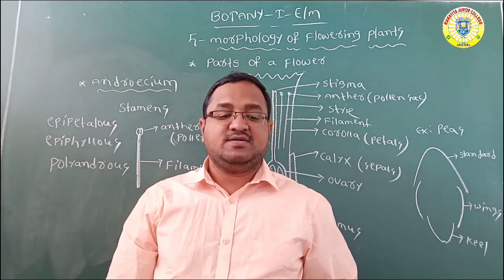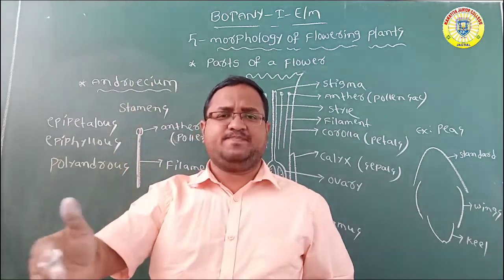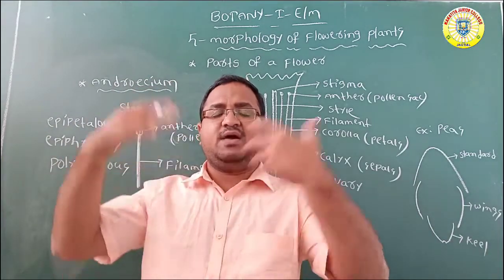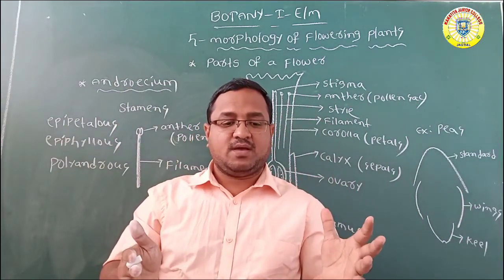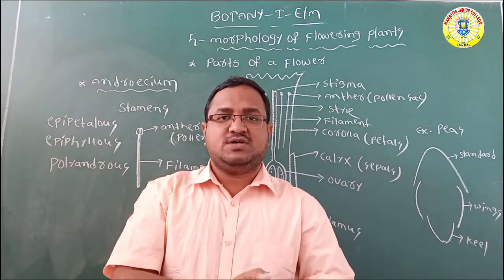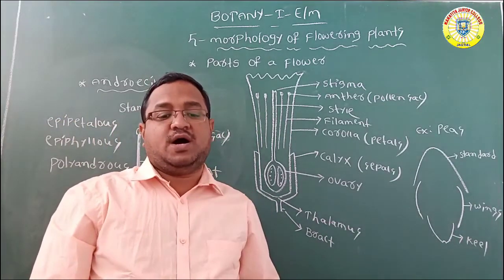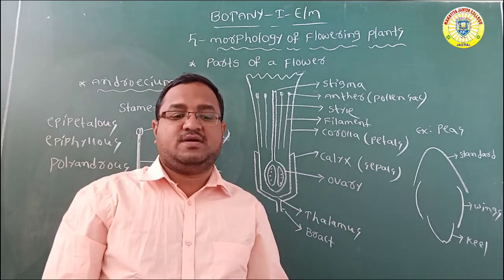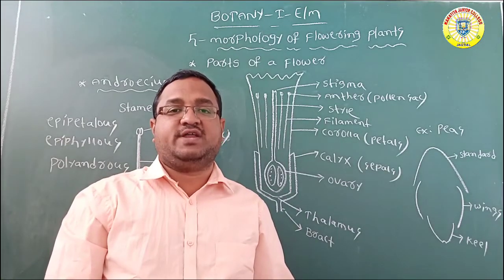If the stamens are combined, they form a group. If they form one bundle, we call it by another name. If the stamens combine and form two bundles, or sometimes more than two bundles, then based on the bundles we call them monadelphous, diadelphous, polyadelphous. Three names are there.